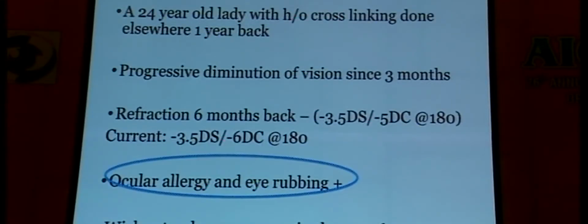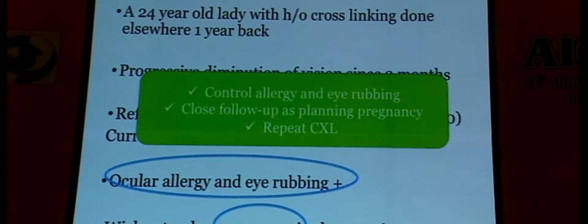What we did was first to advise her to control the ocular allergy and eye rubbing. Because she was planning pregnancy, we also wanted to defer the KXL till she finished this, and after that we were planning the cross-linking.